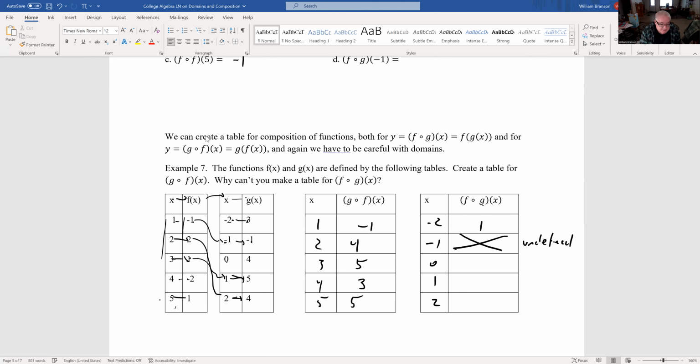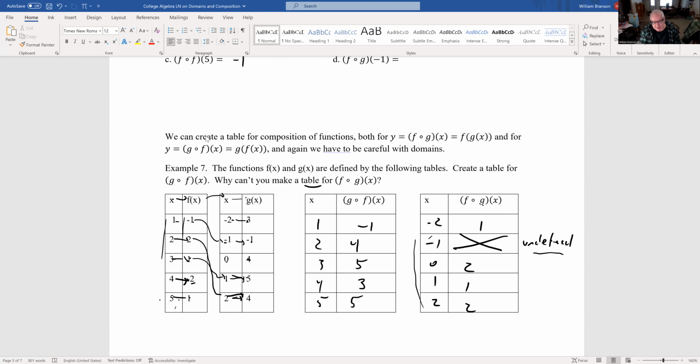0 goes to 4, 4 goes to 2, 1 goes to 5, 5 goes to 1, and then 2 goes to 4, and then we plug that into F, and that gives us 2. So the table for F composed with G of X, if you insist that everything in the domain of G has to go somewhere, you can't do that because you have an undefined thing.